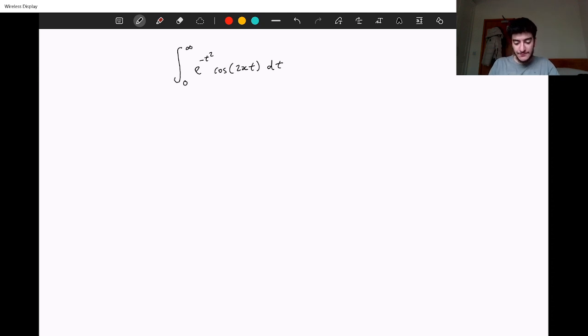So firstly, whenever you see a constant in an integral, like the 2x here, I'm just going to let I of x equal the integral. What that's basically saying is I'm going to let this integral be a function of x. So for example, I of 1 would be the integral of e to the minus t squared cos of 2t dt, obviously from 0 to infinity.